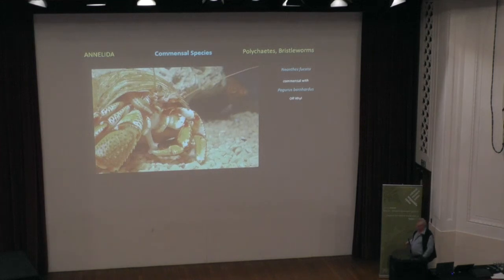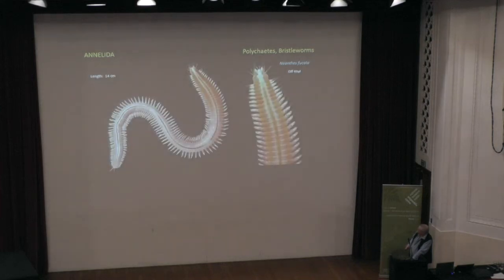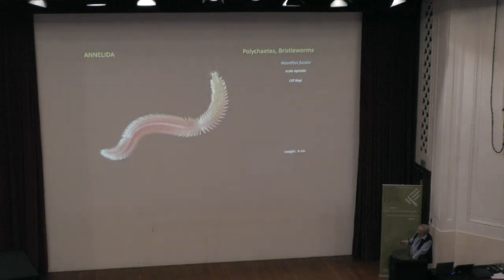Right, other commensal ones. This one is another type of ragworm. It lives with the hermit crab, Pagurus bernhardus, and you can see the worm coming out here, and it's pinching the food from the hermit crab. That's what it looks like if you get it out of the shell. This one's about 14 centimetres long. That's a close-up of its head region. So again, another type of ragworm, very sort of orangey colour, patterned, and they are specific to living with the hermit crab.